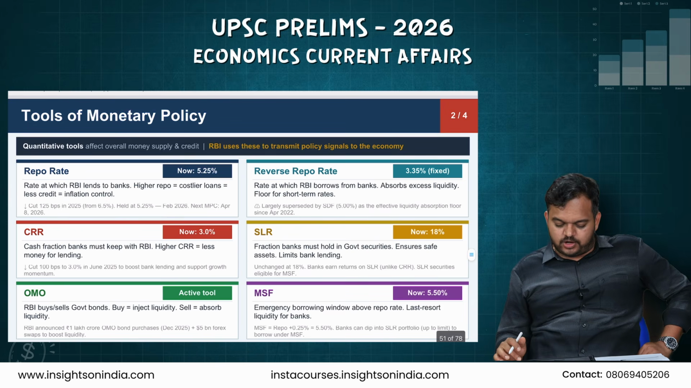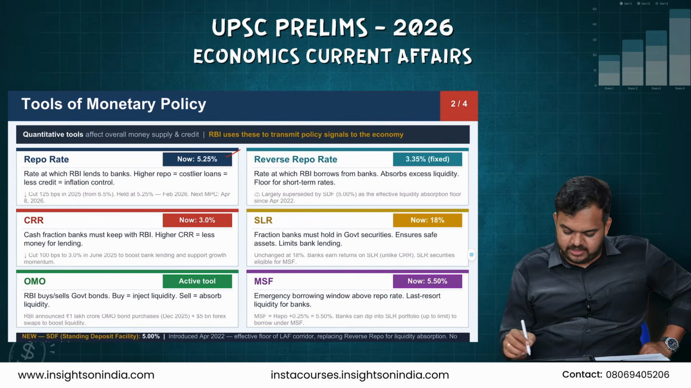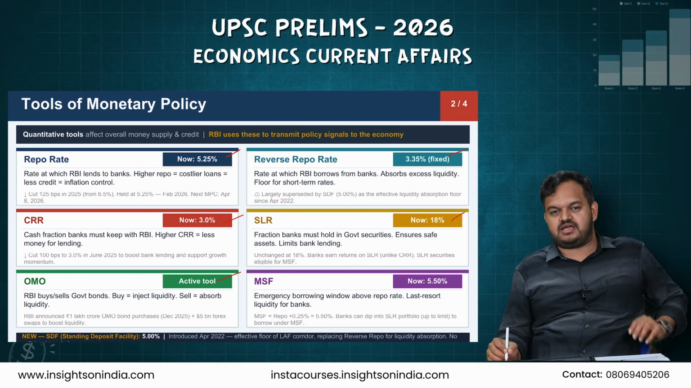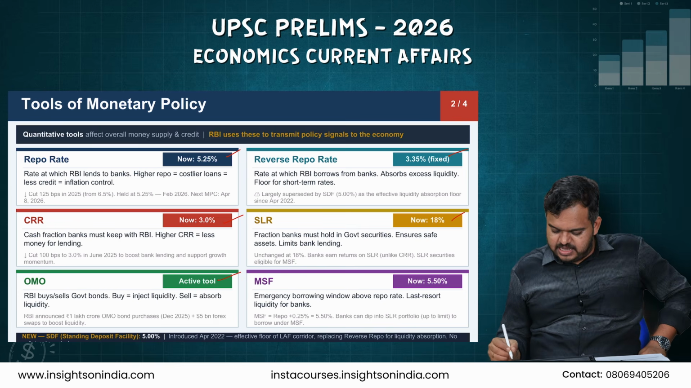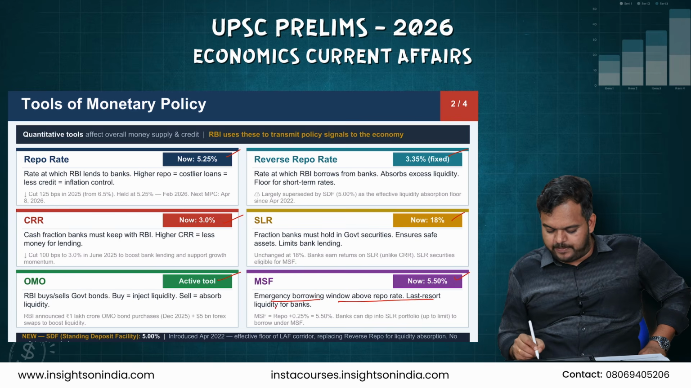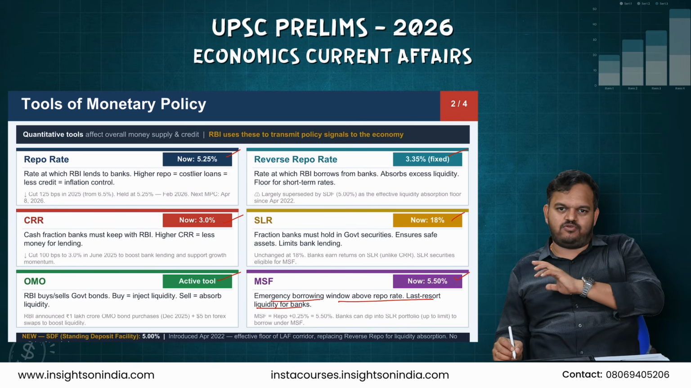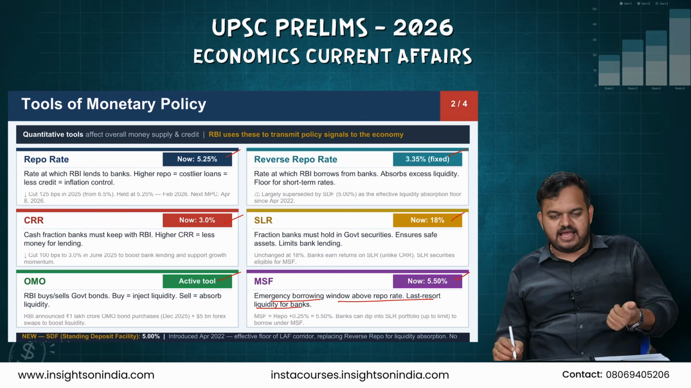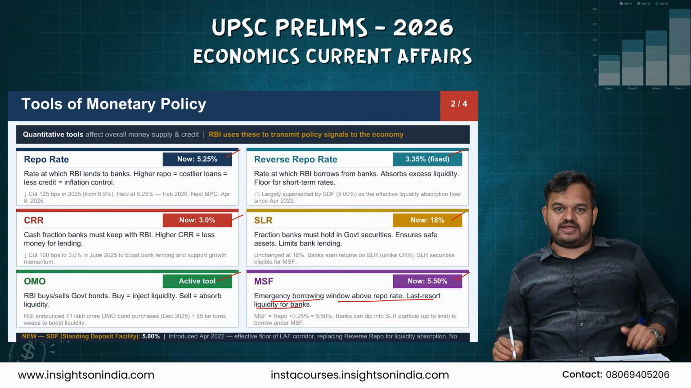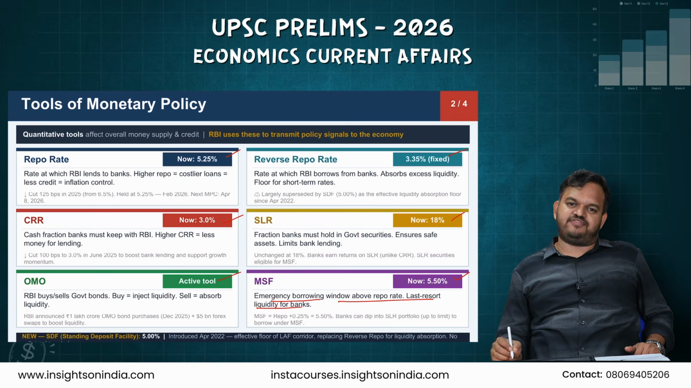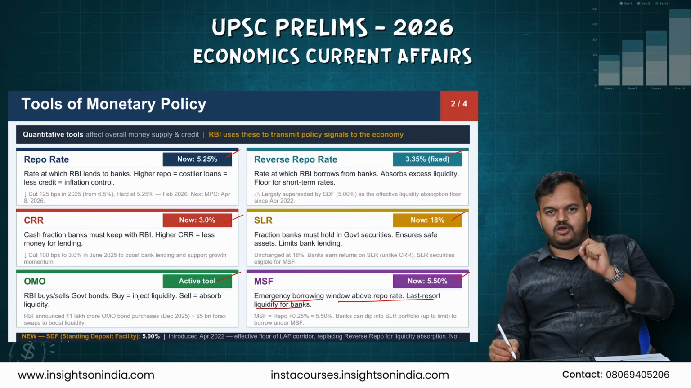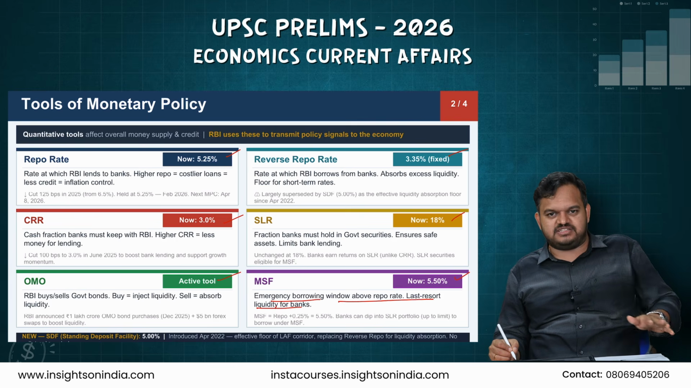So, what are the tools of Monetary Policy Committee? Repo rate, reverse repo, CRR, SLR, OMO, open market operations, where the RBI is going to buy or sell the bonds, and then marginal standing facility. What is MSF? It is an emergency borrowing window above repo rate. If the banks have lost all the quota to borrow the money as per the repo rate, and if they don't have any collaterals, still they require money for overnight borrowing, they can resort to the MSF facility. But the MSF interest rate is going to be higher than repo rate because it's a penal interest rate. The banks are going to be penalized for not managing their finances well.